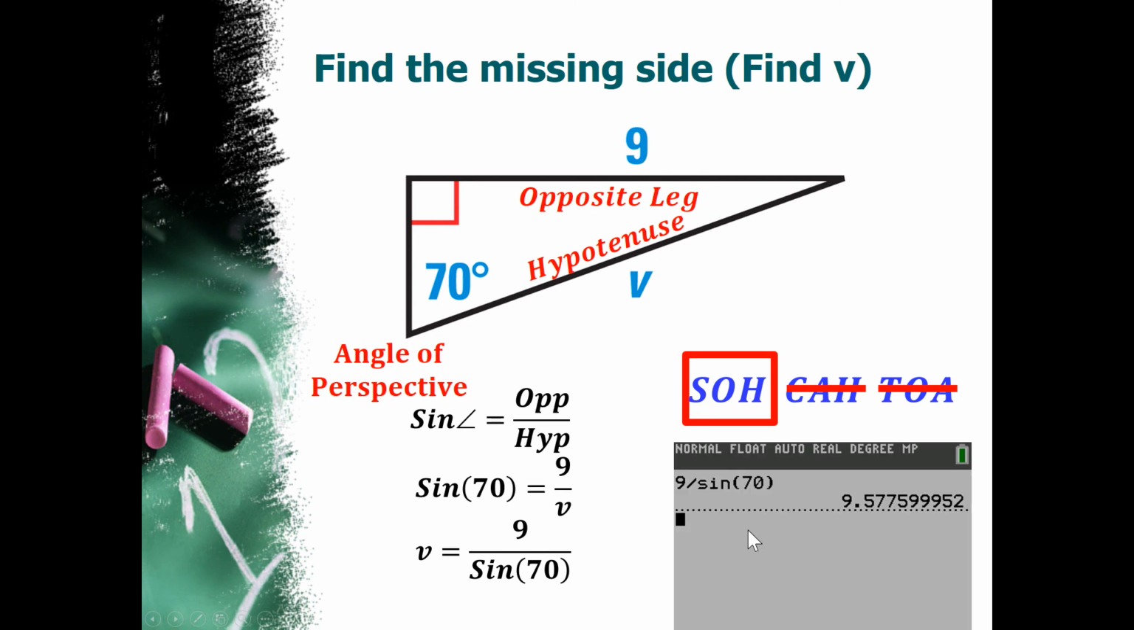Now at this point, you're able to calculate 9 divided by the sine of 70, which gives you a value of 9.578, which is our solution to our problem. So this side length here, the hypotenuse, would be 9.578.